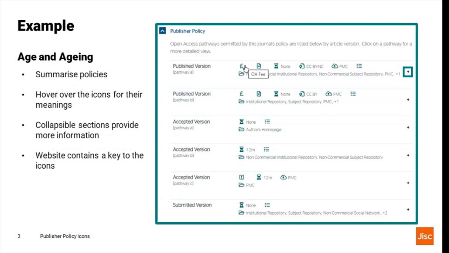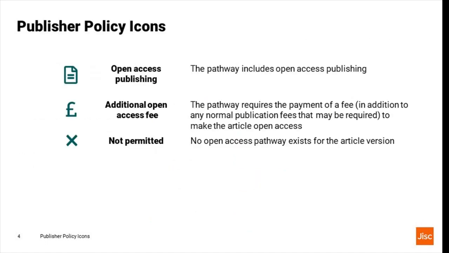This particular journal is Age and Aging, and we will take a live look at a journal page later in this video. As you can see here, the icons give the user an at-a-glance summary of publisher policies. To help users in getting used to the icons, users can hover over the icon to see what it represents. Each section can be expanded and collapsed using the plus symbol on the right. The About page contains a key to the icons, which will also be helpful for users whilst getting used to the new icons.